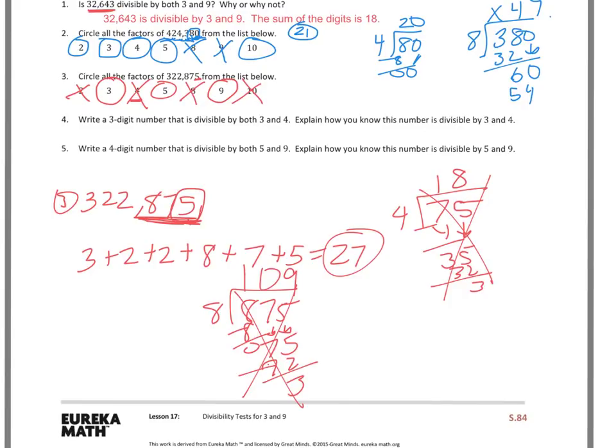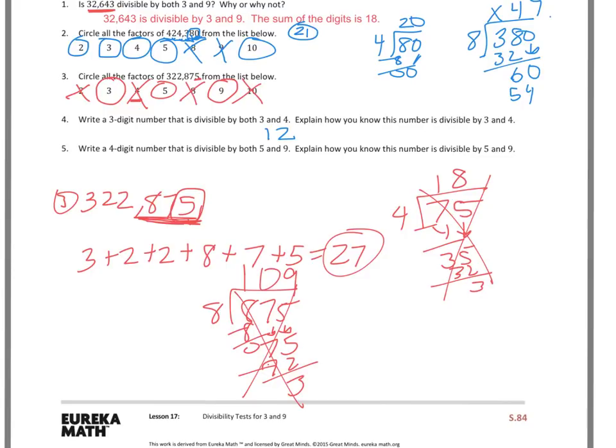4 says, write a 3-digit number that is divisible by both 3 and 4. Explain how you know this number is divisible by 3 and 4. Well, I know for 3 I have to be able to add the digits up, and it has to be divisible by 3, so it has to be a multiple of 3. And for 4, the last 2 digits have to be divisible. So what I'm going to do is select my last 2 digits to be 12, because I know 4 can go into 12 3 times. Now, if I add 12 up, 1 and 2, I get 3. So right now it's divisible by 3 as well.